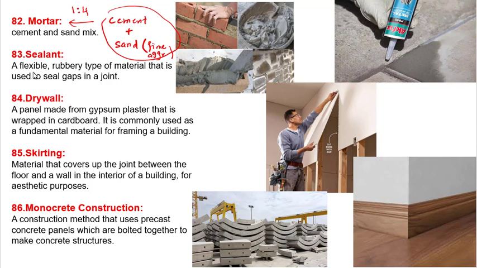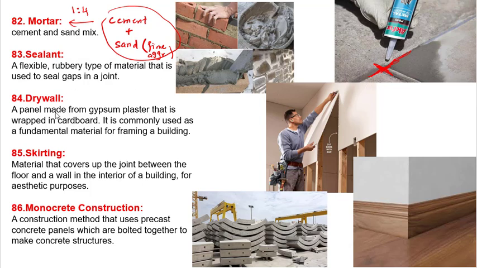Sealant is a flexible rubbery type of material that is used to seal gaps in a joint. Like you can see in this image, this is a flexible rubbery type of material which we use to fill out the gaps in joints, right? If there are any sort of gaps or any sort of intersection or joints, if you want to fill out those gaps, we will use sealant.